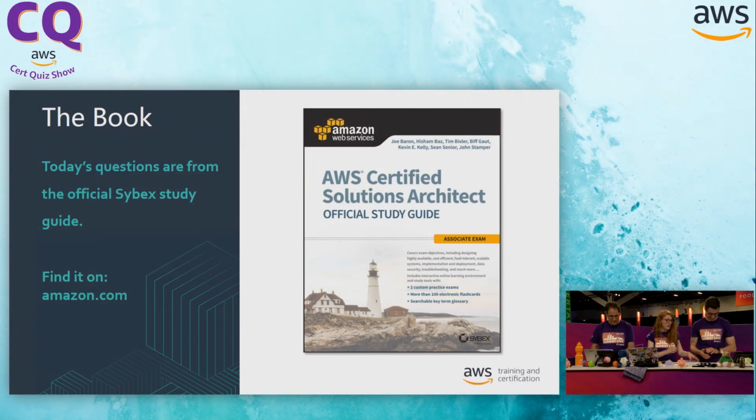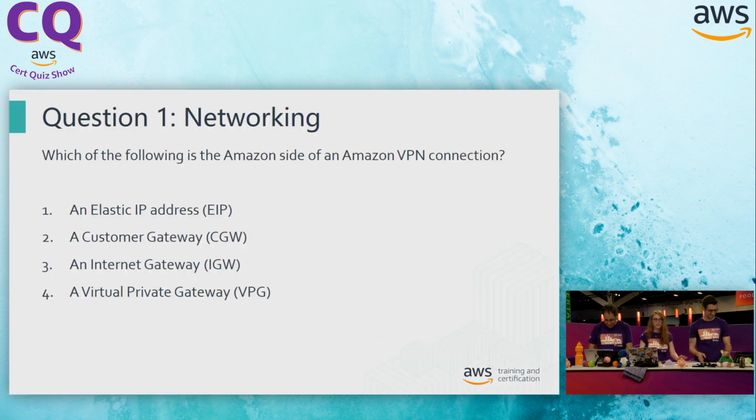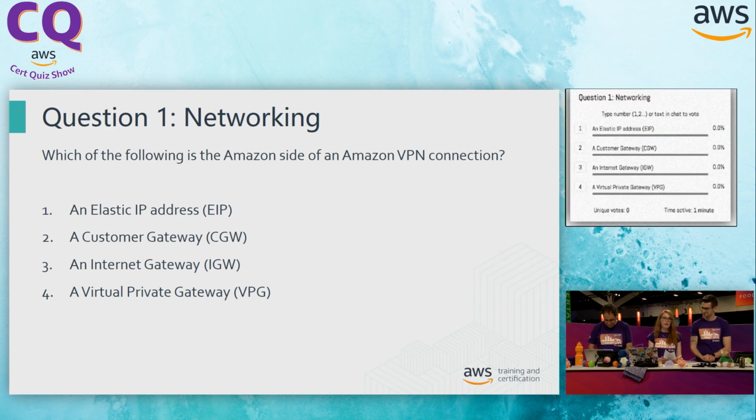All right, guys, we're again looking at the Certified Solutions Architect Associate Level Exam. The reference we are using is the official study guide available at wiley.com, also available at amazon.com. All right, Alex. Ready to hit the questions again? Let's do it. First one up. These ones are a bit easier than the ML ones we had earlier, guys, so let's get through them. Alex, which of the following is the Amazon side of an Amazon VPN connection?